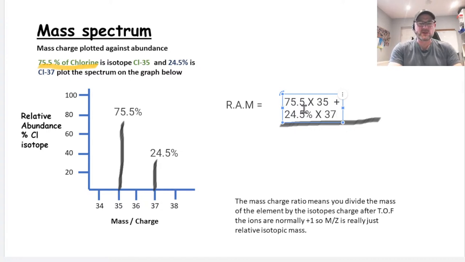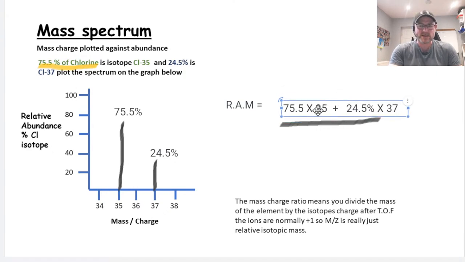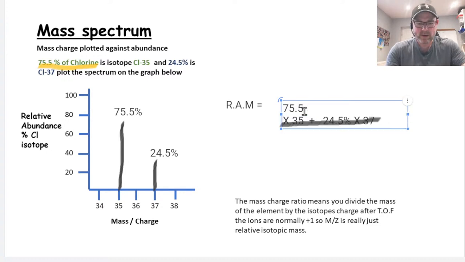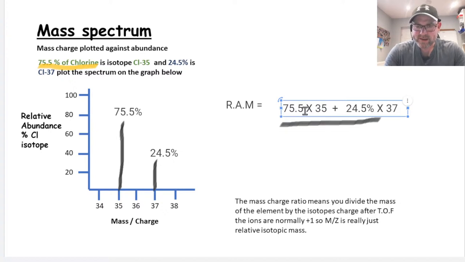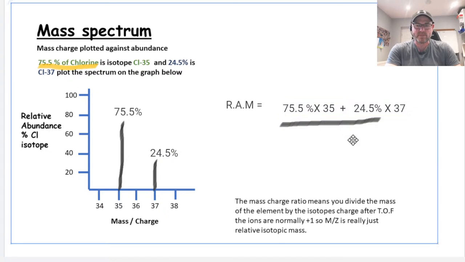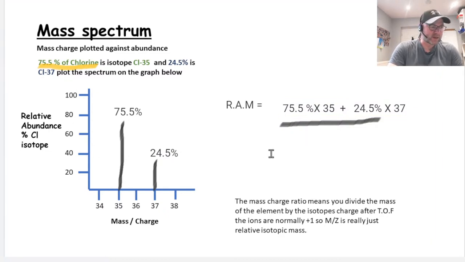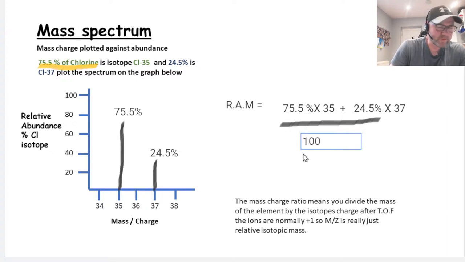So why did we use time of flight? Well, time of flight is what gave us these abundances. See these percentage abundances, that time of flight gave us that. And then divide by 100, thank you. Awesome.